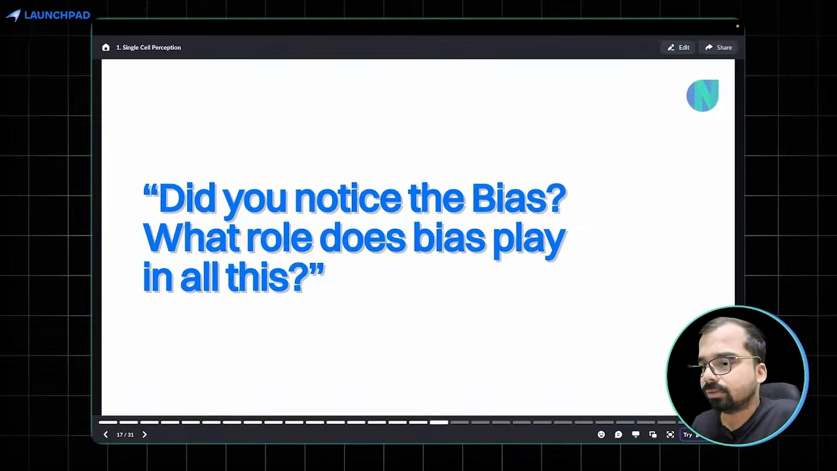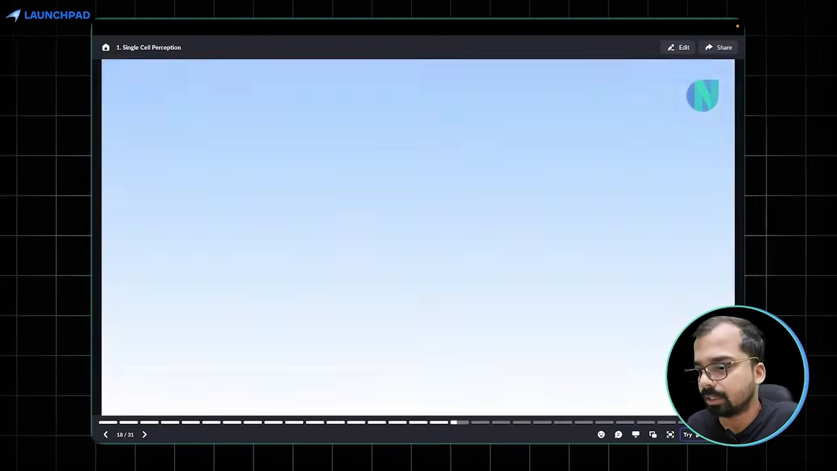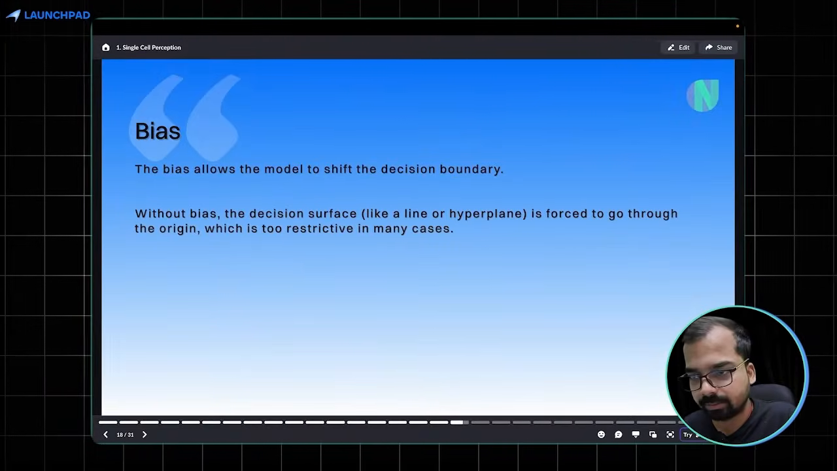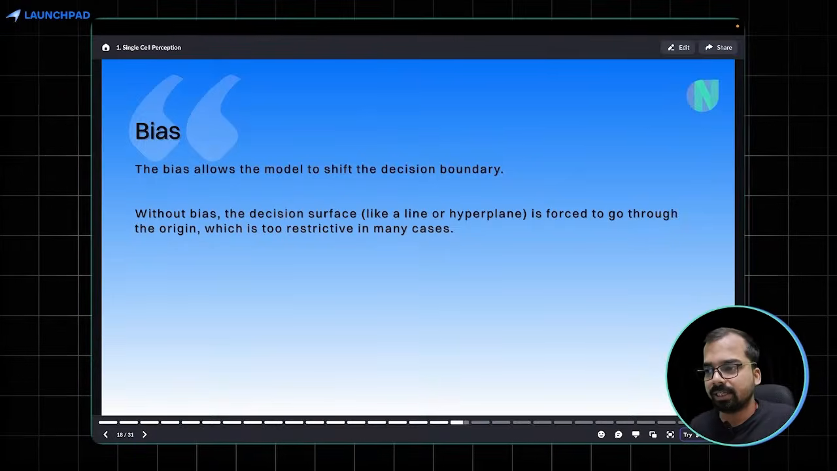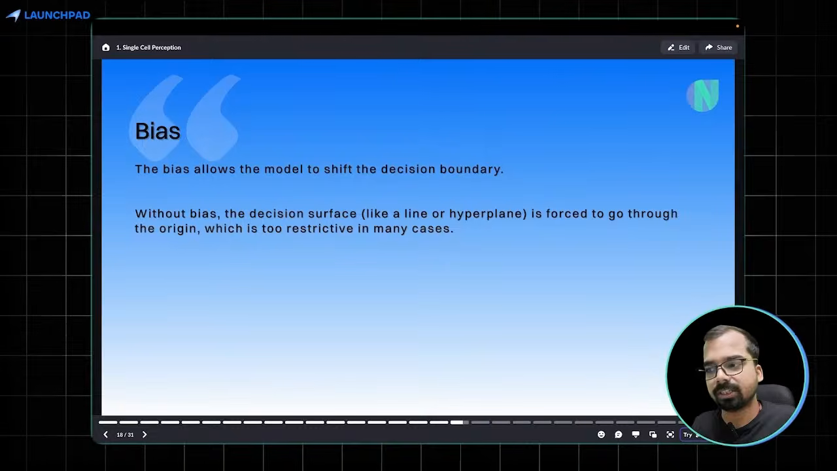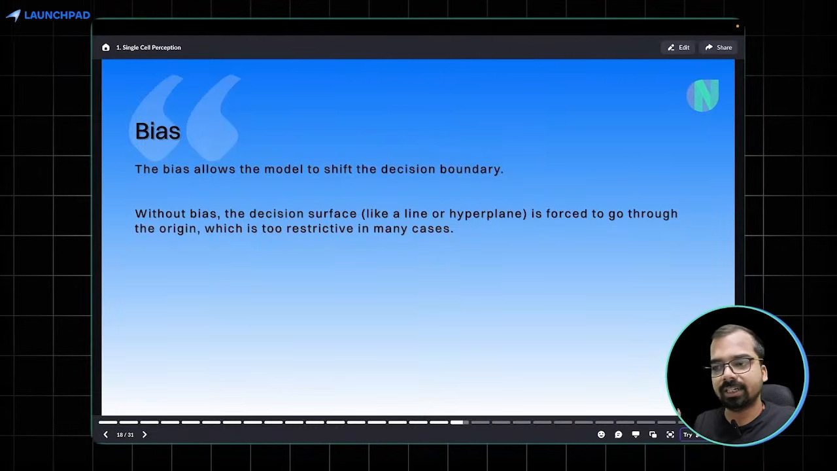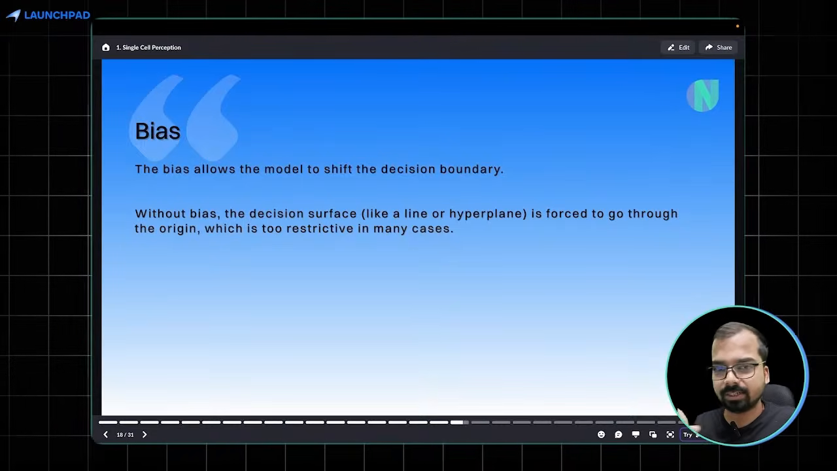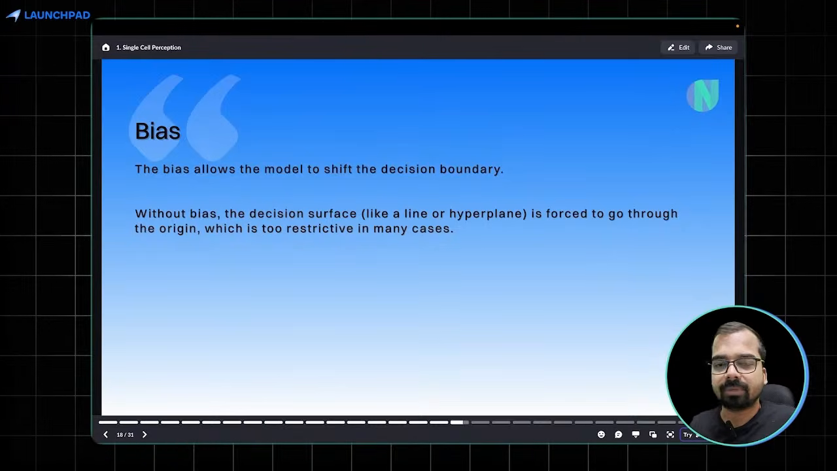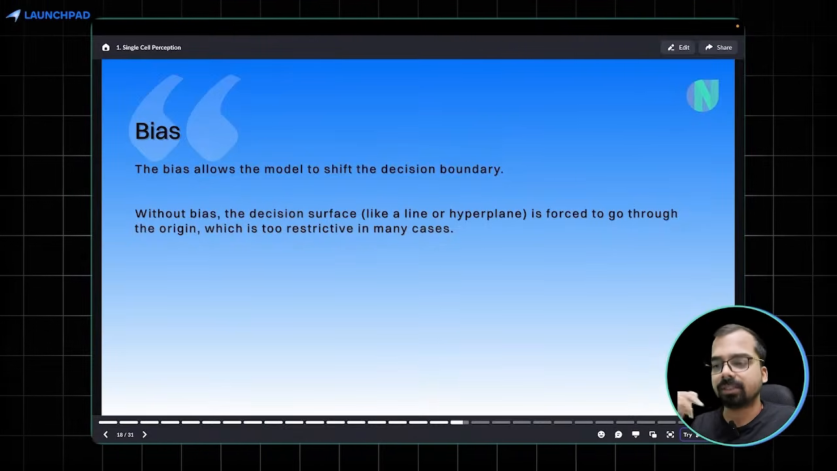Now you might have noticed the term bias. So what is the role of the bias term over here? The role of the bias term is actually to shift the decision boundary. The decision boundary is what? If that weighted sum w1x1 plus w2x2 plus w3x3 is greater than or equal to 0.5, it is actually creating a decision boundary, right? It's an equation, right? So this bias term is used to shift the decision boundary.